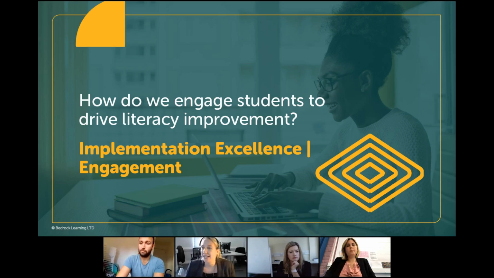So it'd be great to hear how this goes into action. How do we engage students to drive literacy improvement in our schools? It doesn't have to be Bedrock. It can be a whole range of things, because we're just sharing strategies. We will come to all those questions. There's plenty at the end. But Joe, do you want to share with us what you've been putting in place to create that language rich community at Peckham, Harris Peckham, I should say?